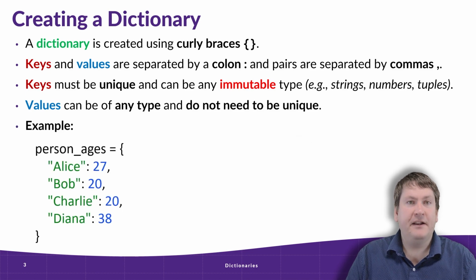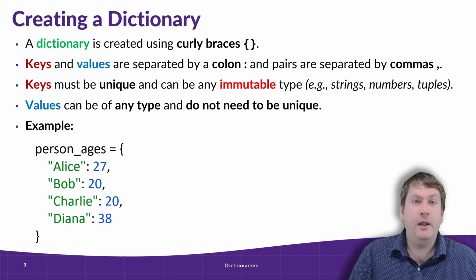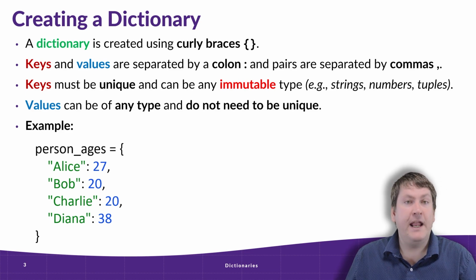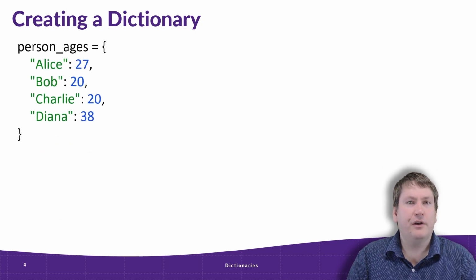Let's take a look at an example. Here we have a dictionary named person_ages. What this dictionary does is it maps a string value, which is the person's name, to presumably their age, which is an integer value. So Alice is 27, Bob is 20, Charlie is also 20, and so on. Let's take a closer look and try to understand how this works.